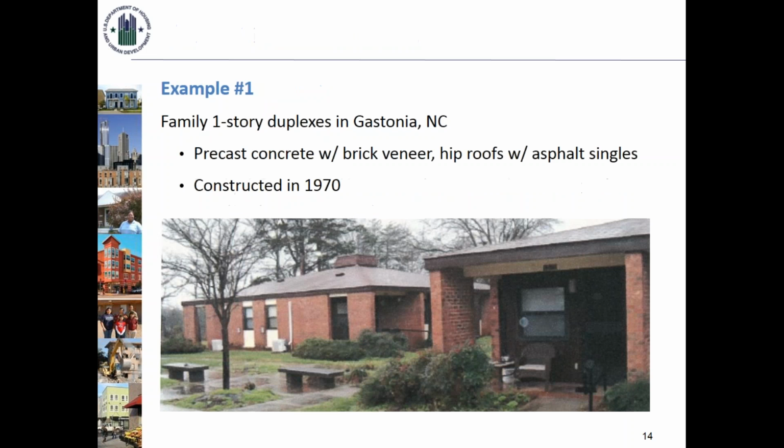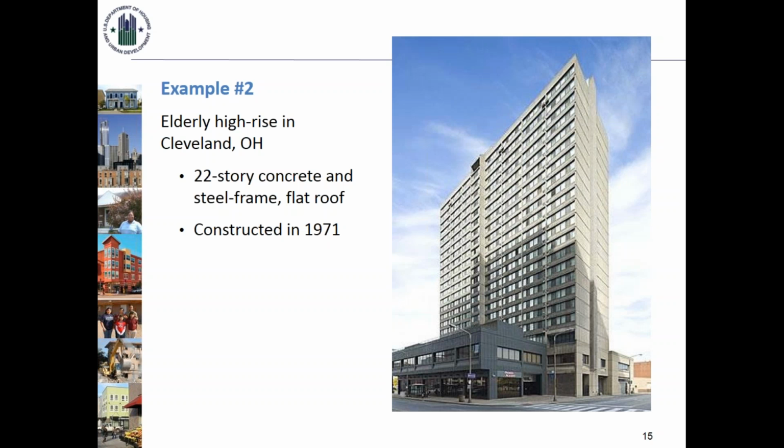The first one here is, if you can see it, just a family one-story duplex in Gastonia, North Carolina, that our team is currently underwriting for the Southeast region. Precast concrete with brick veneer, asphalt shingles, constructed in 1970. Isn't it beautiful? So I think this is probably a good example of typical public housing.